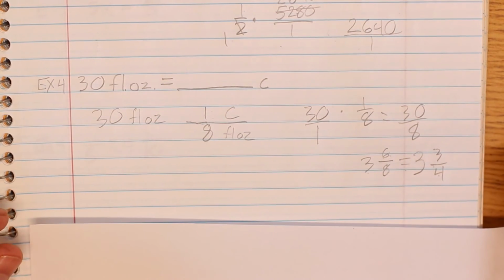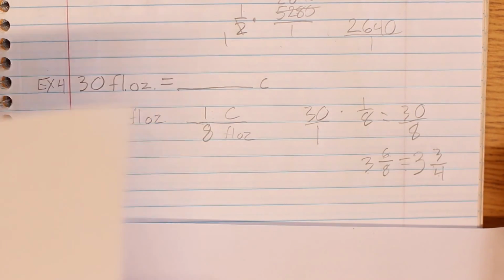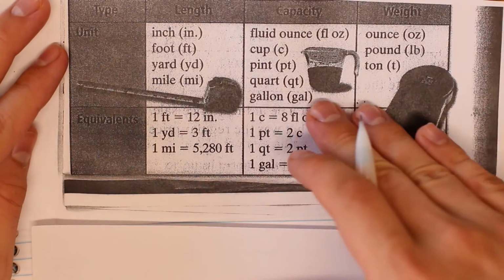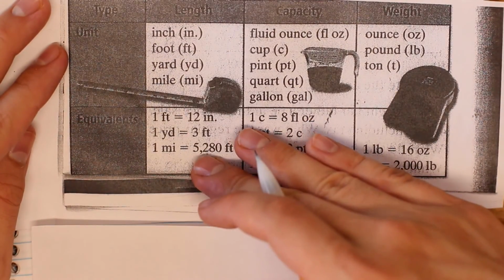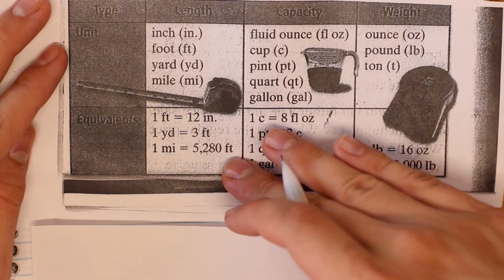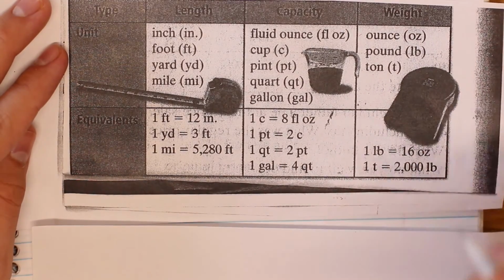All right. Well, that was a very short video, but it would be, once again, helpful to start memorizing these. If you don't have your textbook, maybe something you could do is copy down this chart. Just copy down the abbreviations and the conversion rates, okay?